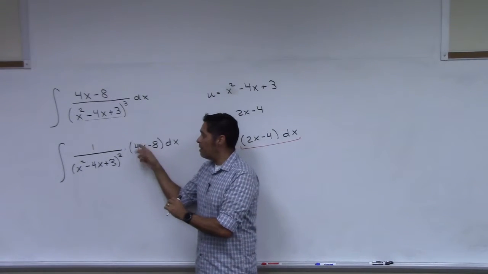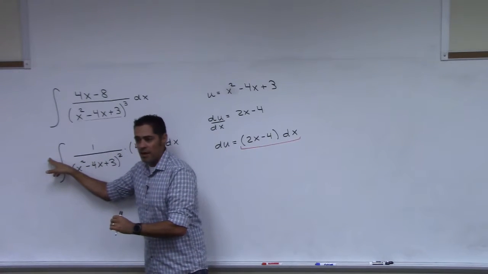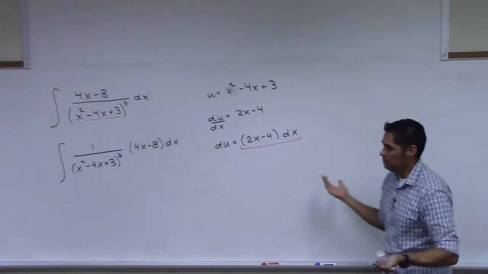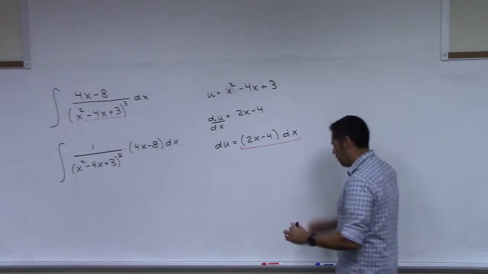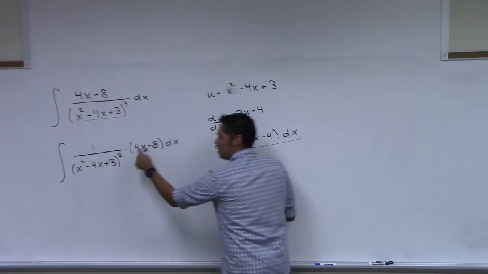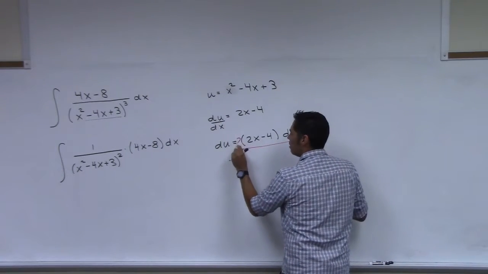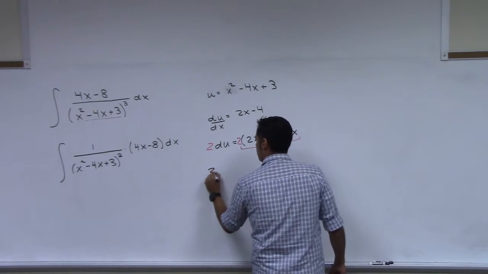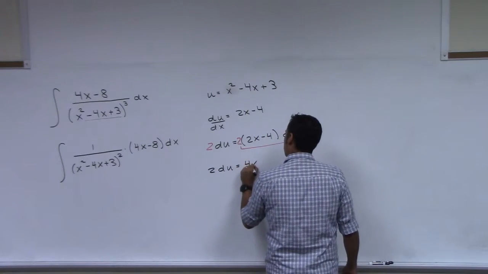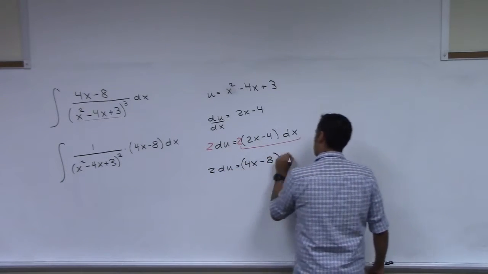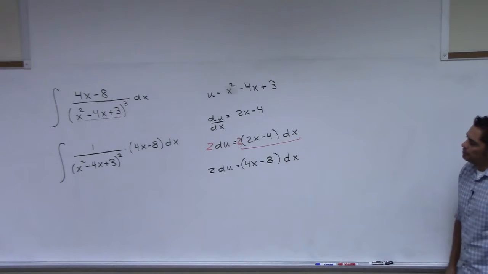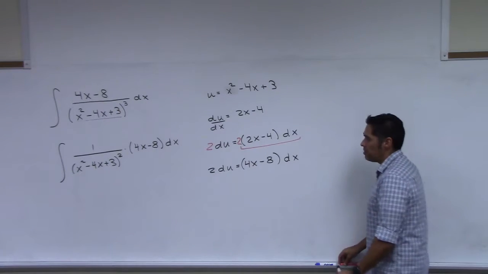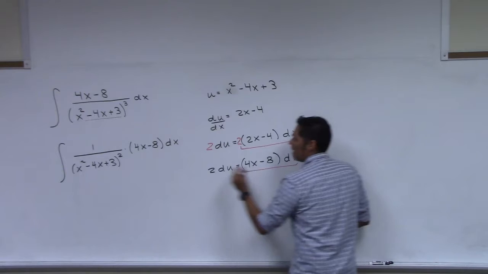So I could take a 2 out of this and pull that 2 out here and then put it on the outside, because the 2 would just come along. So it's your choice. I don't care which way you do it. How about just for this example, we realize that we almost have this here. I just need to multiply 2 here and 2 here, right? And now we have 2 du is equal to 4x minus 8 dx. Now it matches, doesn't it? This matches exactly with this.